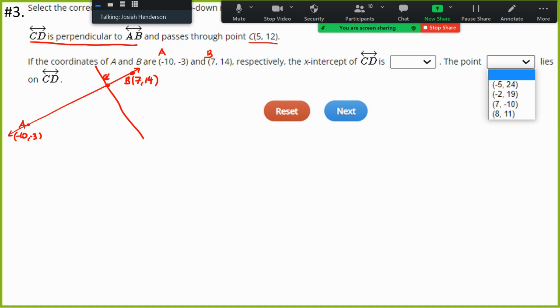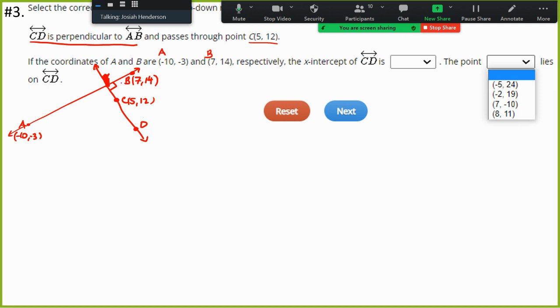You know what? I made a mistake though. I don't think we can assume C is on that line. So let's just put C somewhere floating in space, but make sure we make our line CD perpendicular. So here's C, 5, 12. And we don't know where D is. Maybe it's right here. What's key is that they're perpendicular.